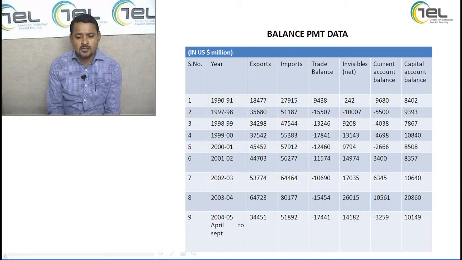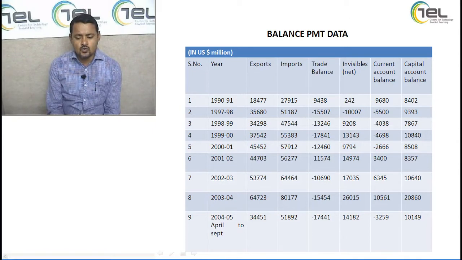But there is a dramatic shift when the liberalization took place in a period of 7 years. The exports have just doubled and imports have almost doubled. The trade balance, negative trade balance, has increased, and invisible trade balance also increased. Thereby there is a surplus trade balance in the year 1997-98. The situation remained critical till 2000-2001.